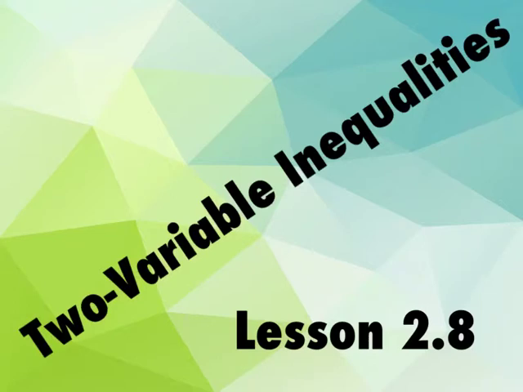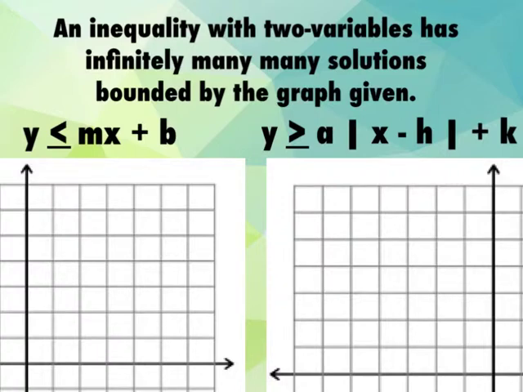Here we go, lesson 2.8, two variable inequalities. Now remember, an inequality is an equation with a less than, greater than, less than or equal to, or greater than or equal to symbol instead of an equal sign. So an inequality with two variables has infinitely many solutions bounded by the graph given.